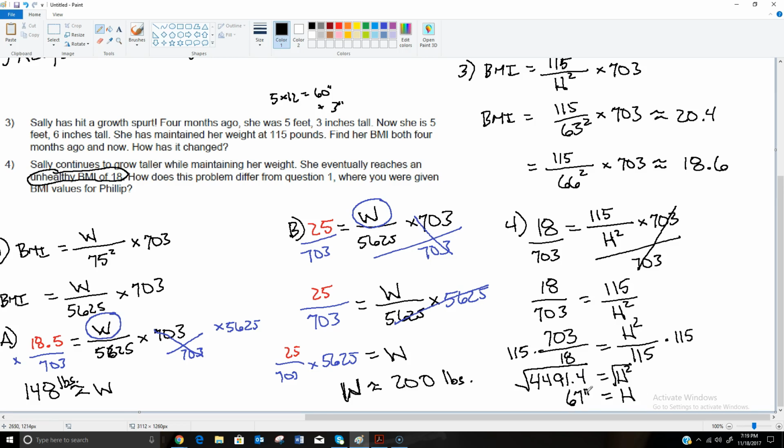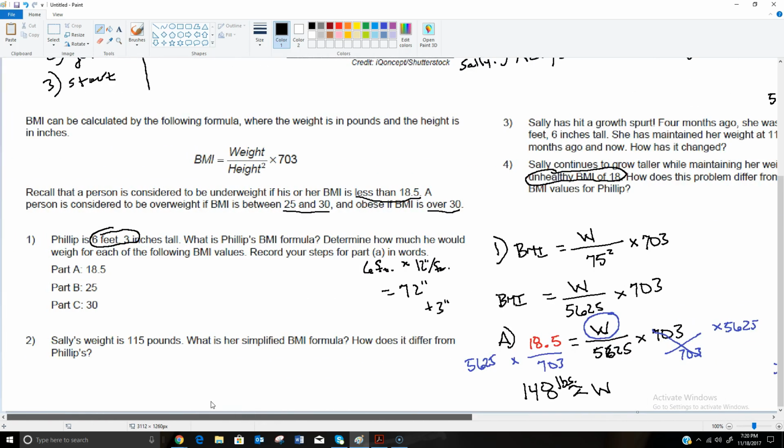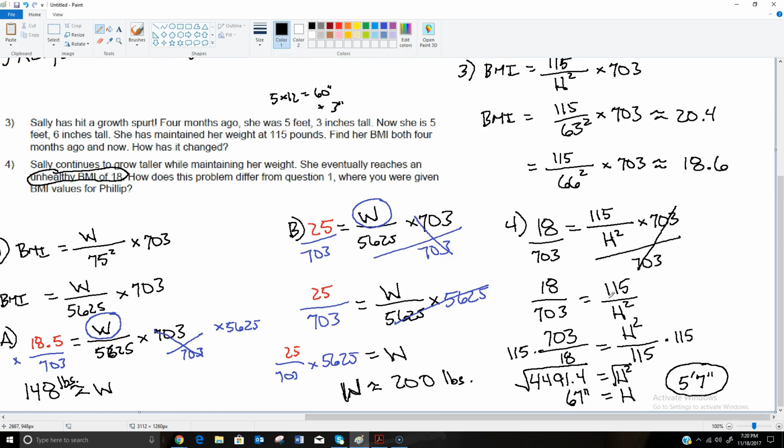So if she were to reach 67 inches, remember 60 inches is 5 feet. So 67 inches would be 5 foot 7 inches. So if she reaches 5 foot 7 inches and she still only weighs 115 pounds, that would be considered a considerably low BMI, because remember they said underweight if you're less than 18.5. So if she's at 5 foot 7, she's going to have a BMI of 18, which is considered underweight, and a doctor would want her to put on some more weight.